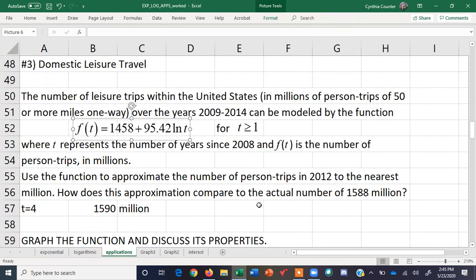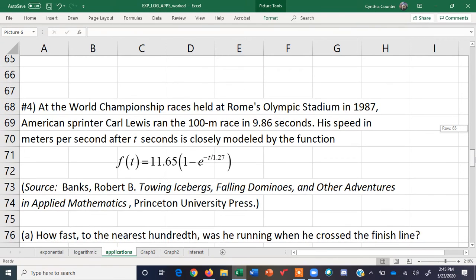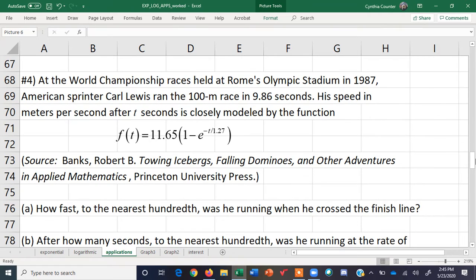All right, let's move on now to the next example. And here we see another function with e to a negative. So this is another logistic function. Notice when t is 0, e to the 0 is 1, and 1 minus 1 is 0. So this would start at 0 because he's starting at rest. What am I talking about?